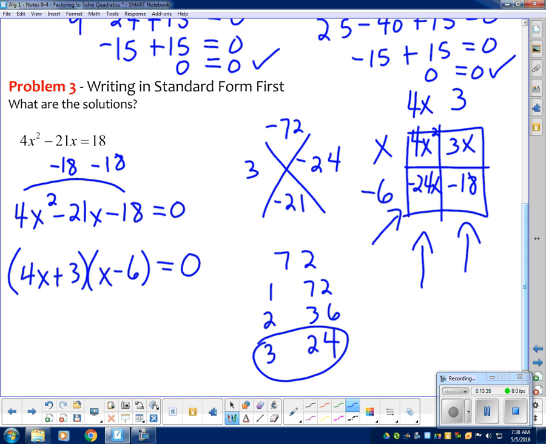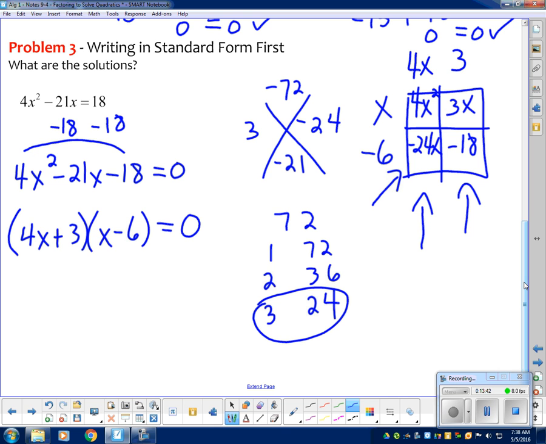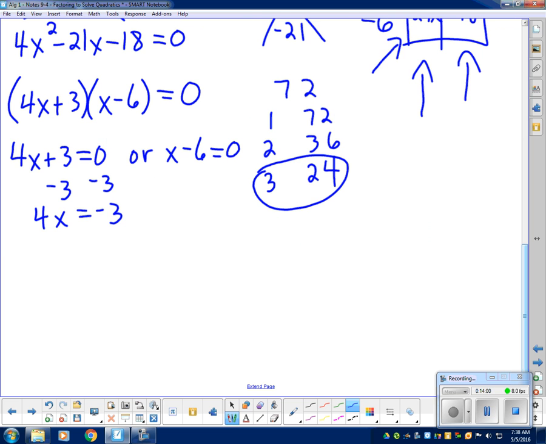So then the final step, once I have factored them, that's the hard work, which you've already learned how to do. The zero product property just says, go ahead now and take 4x plus 3, set it equal to 0, or x minus 6 equals 0. So 4x plus 3 equals 0. I subtract 3 from each side. 4x equals negative 3. Then divide by 4 on each side. So x equals negative 3/4 is one of my solutions.